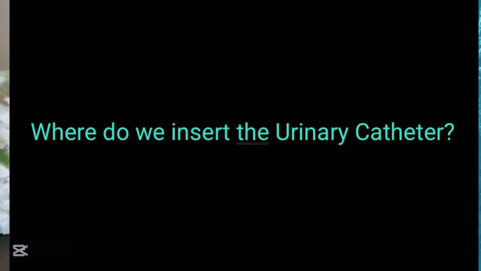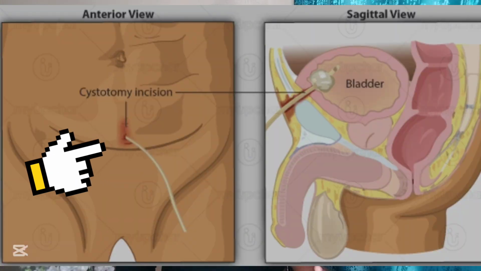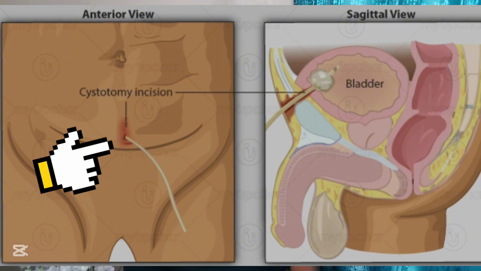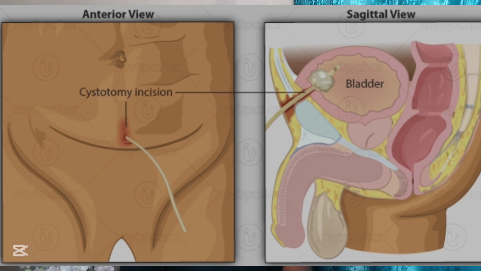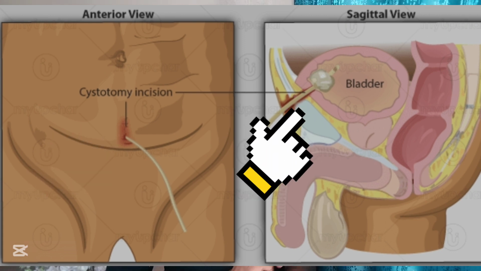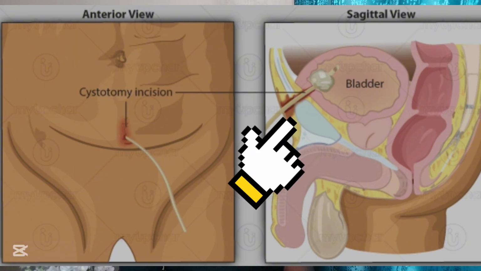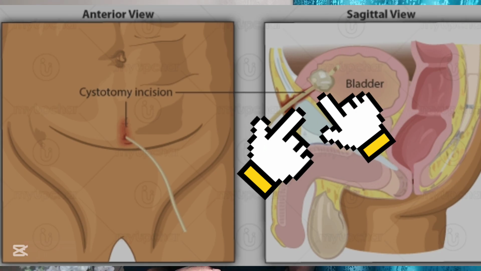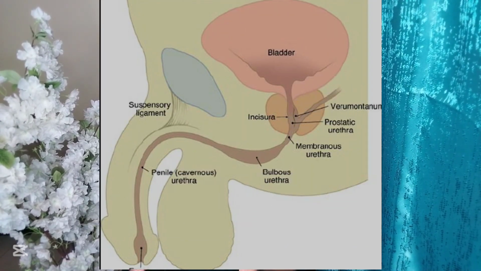The urinary catheter is commonly inserted in two areas of the body. The first one being the suprapubic area. When inserted in the suprapubic area, a small incision, a cut, is made in the suprapubic region, the lower abdomen of the patient, and we pass through the different layers of the lower abdomen of the patient, and we make an incision on the urinary bladder and then insert the urinary catheter. The urinary catheter can also be passed through the urethra.